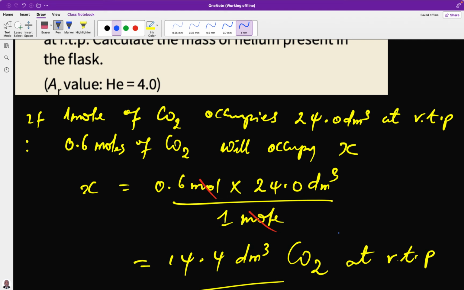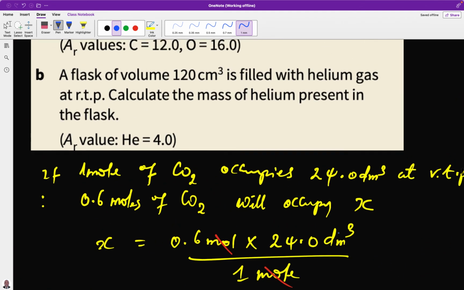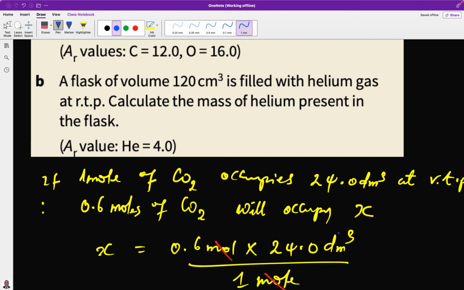And that volume is in dm cube. We calculated that it was 14.4 dm cube. We went further again to calculate the mass of helium, given only the volume. We don't have any relation that uses only the volume. So what we need to do is to convert the volume to dm cube, then use the molar gas volume.